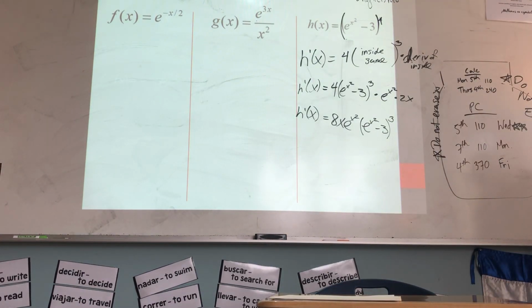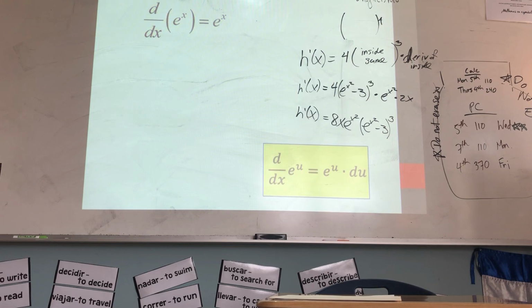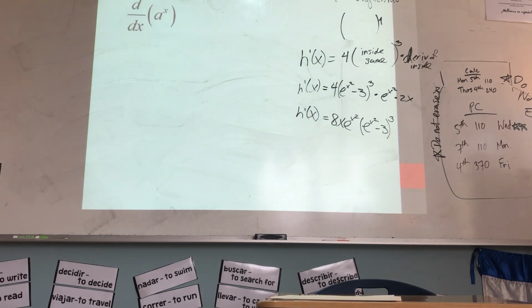So e to the x is this. e to the x is an exponential, right? What makes it an exponential? There's an x in the exponent, right? So let's turn to this. Turn back a bit.